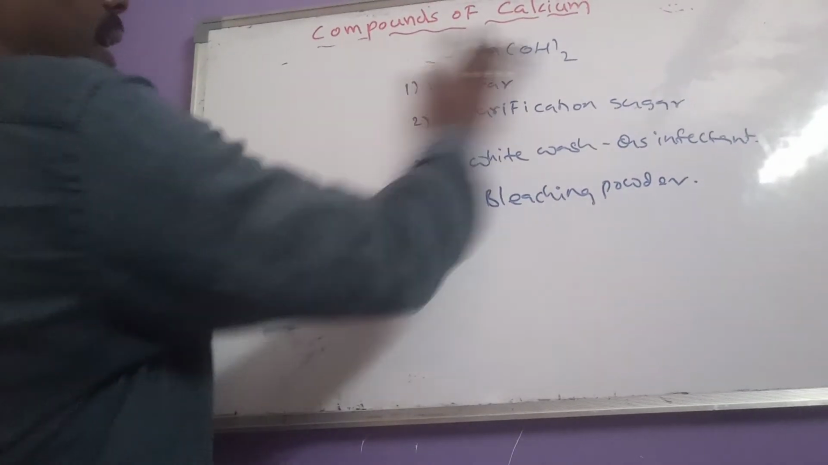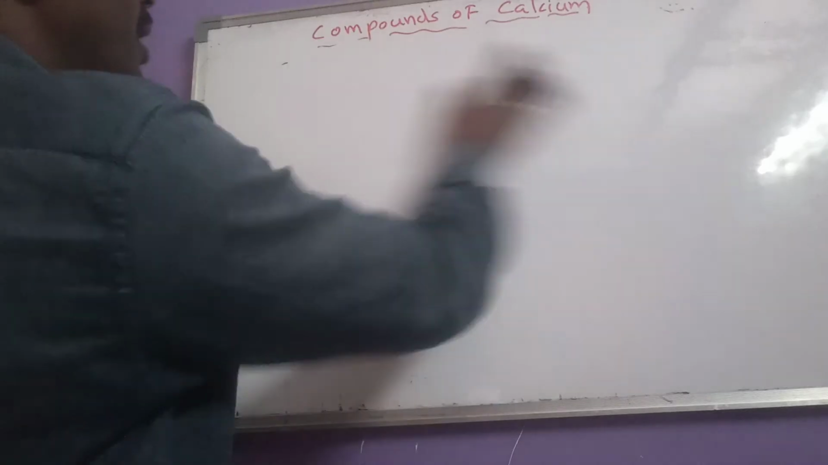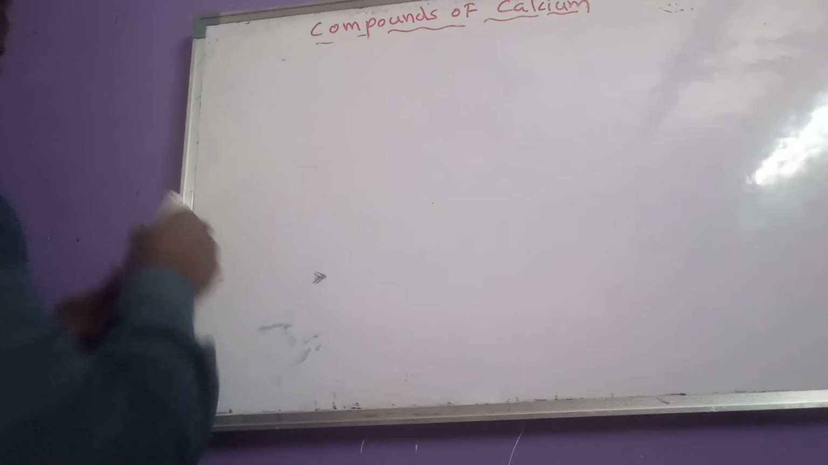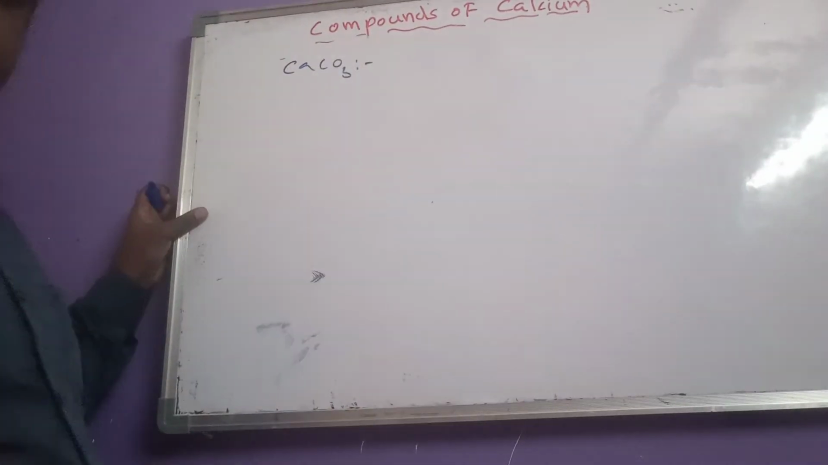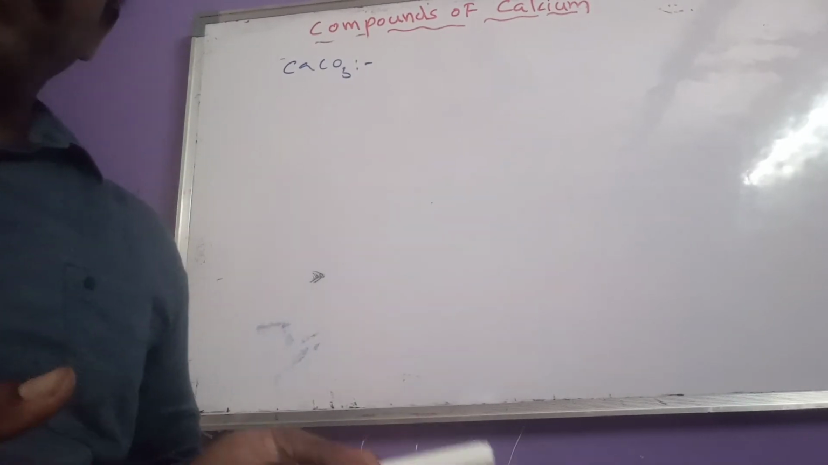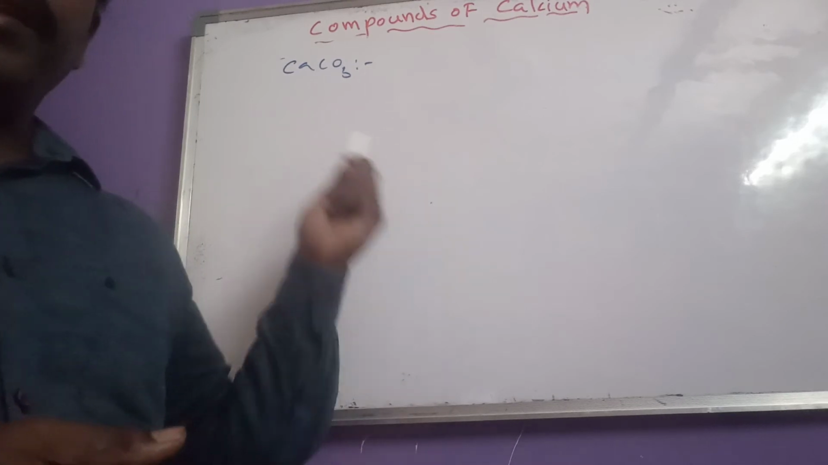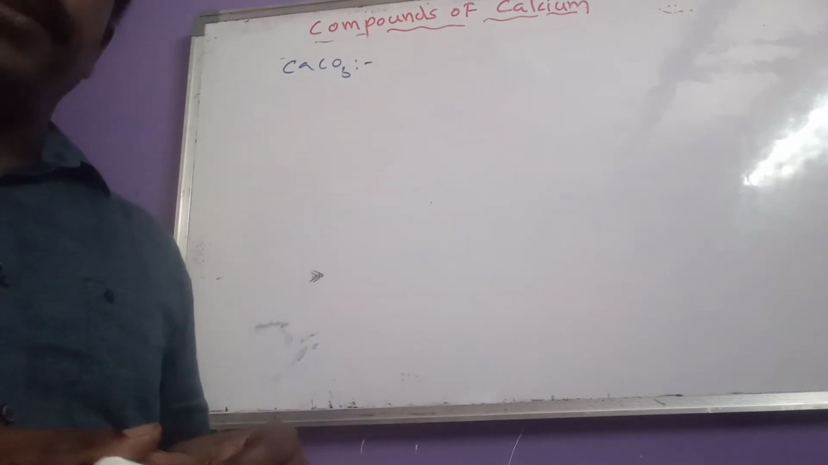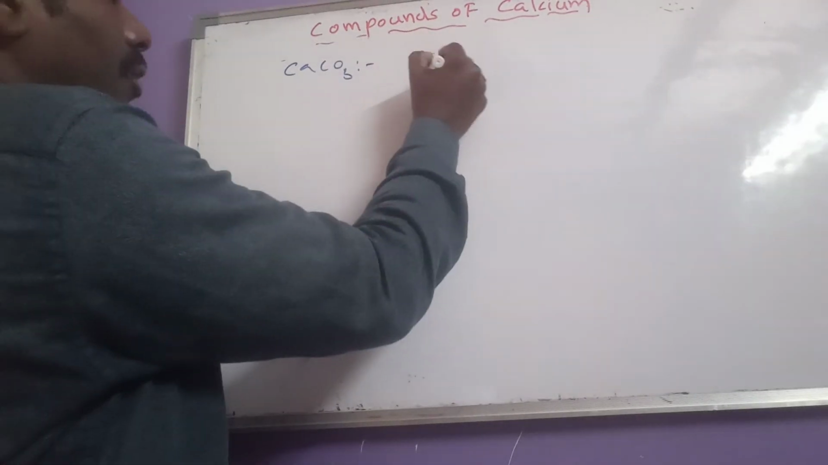Okay, now another compound of calcium is calcium carbonate. What is its formula? CaCO3. It is known as calcium carbonate. Of course, it is available in nature in the form of marble, limestone, like that. That is nothing but CaCO3. And if you want to prepare that, how can we prepare it?